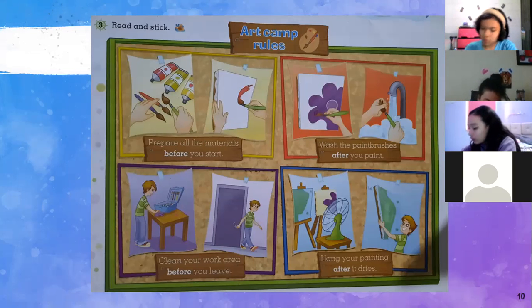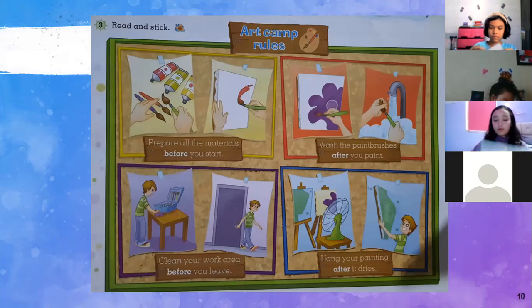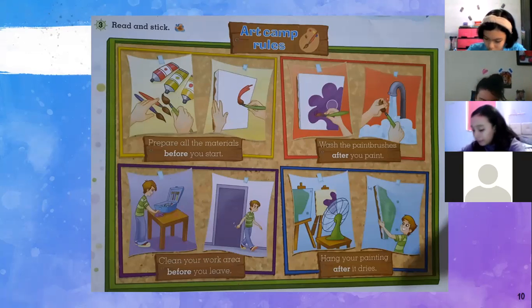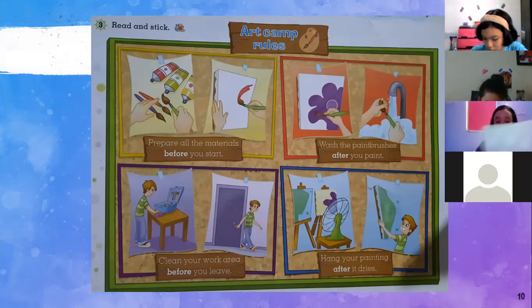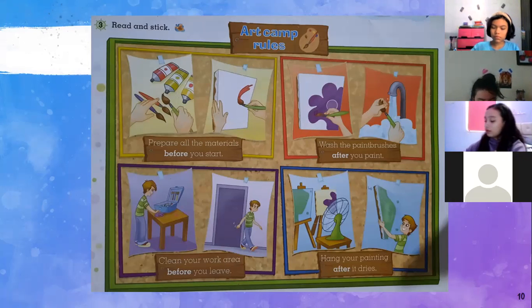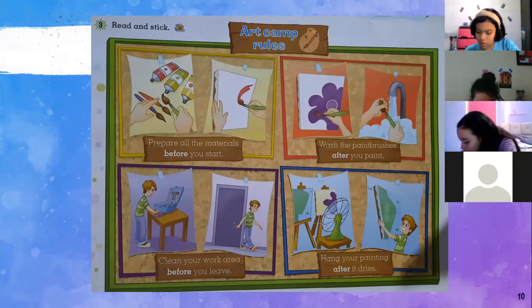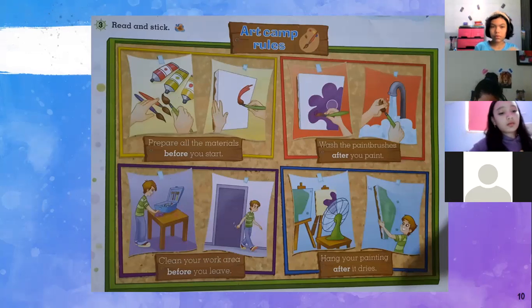Okay, the first one, you prepare your materials. Then you start painting. In the second step, you paint, and then you wash the paintbrushes. The third step, you clean your work area and then you leave the room. And in the fourth step, you dry the painting and then you hang your painting on the wall. Okay, excellent. Good job. These are the rules of our camp.